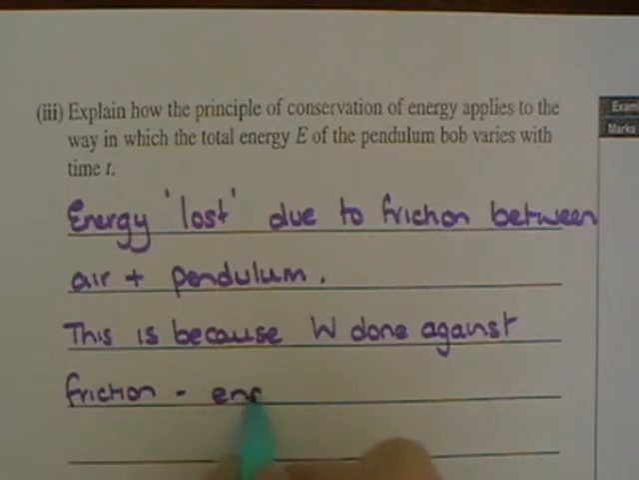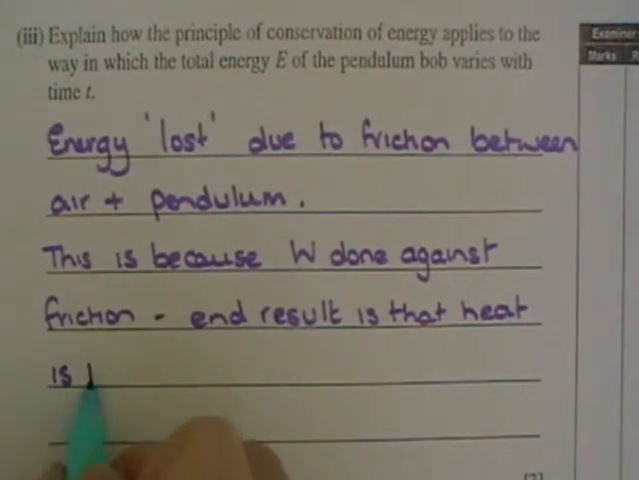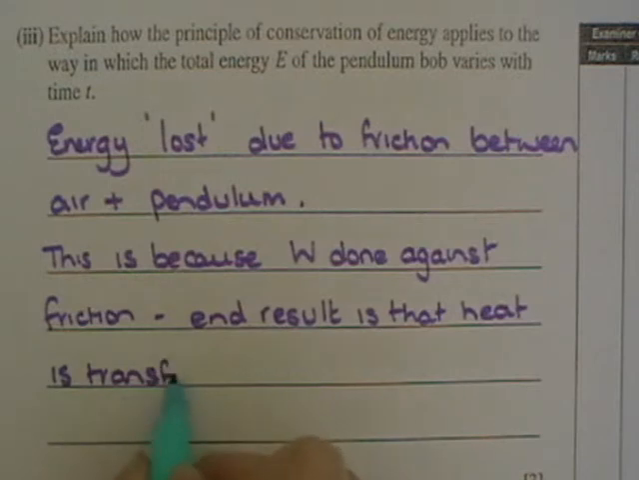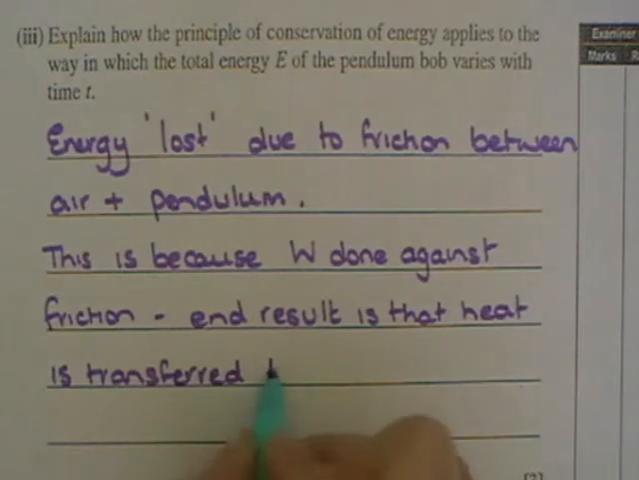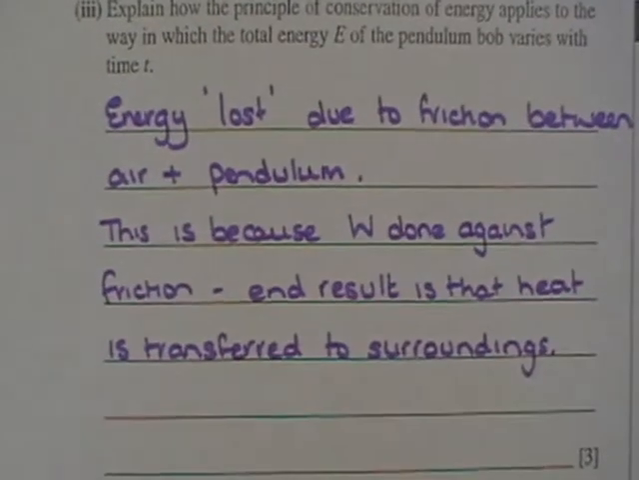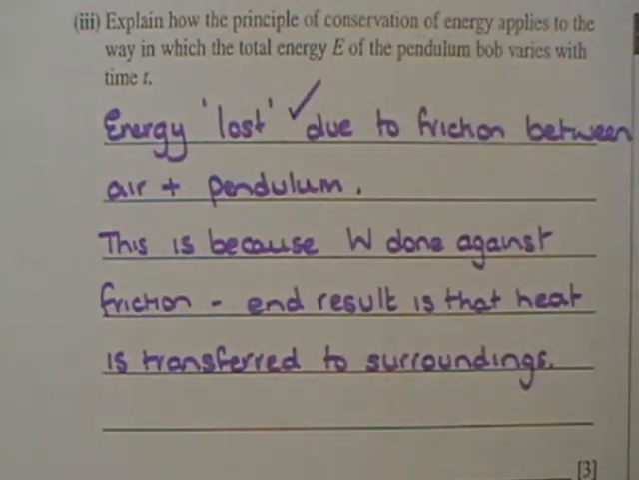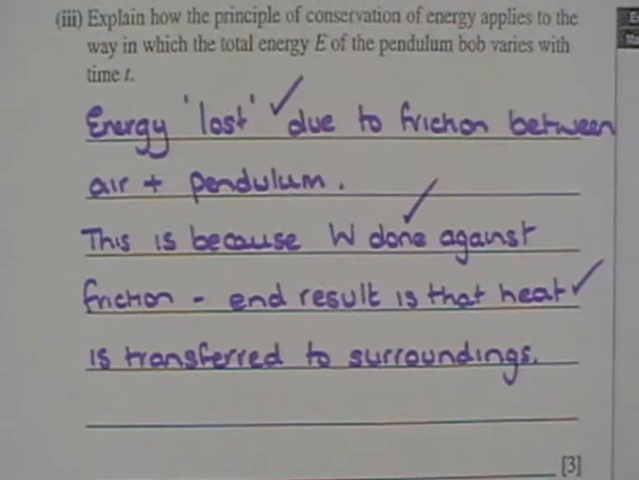And the end result then is that heat is transferred to the surroundings. And eventually all the energy of the bob will be transferred as heat to the surroundings. So there's a mark for discussing energy lost, a mark about work done against friction, and then heat being transferred to the surroundings.